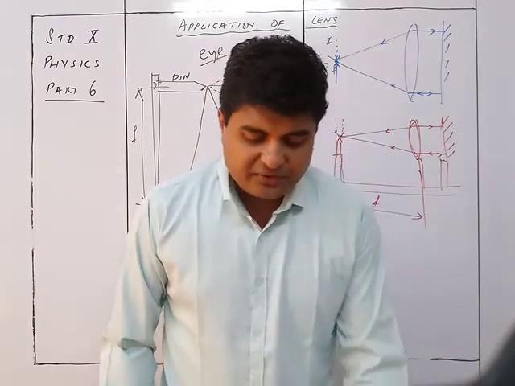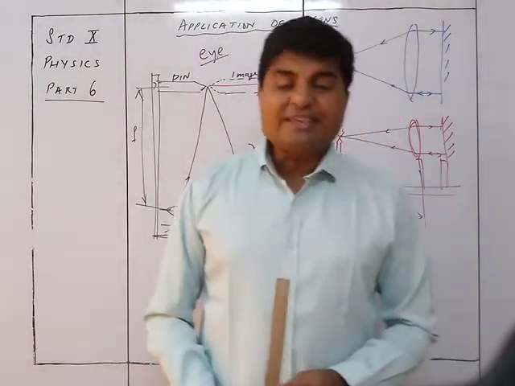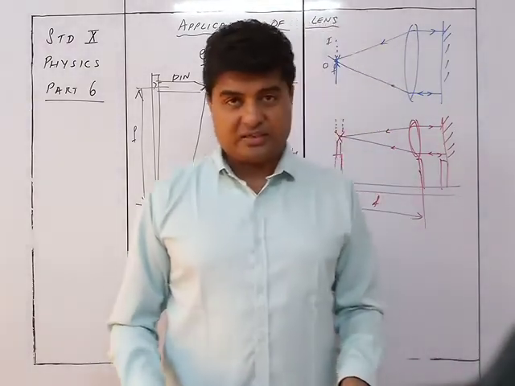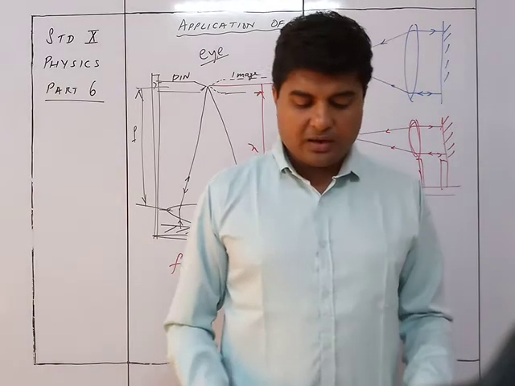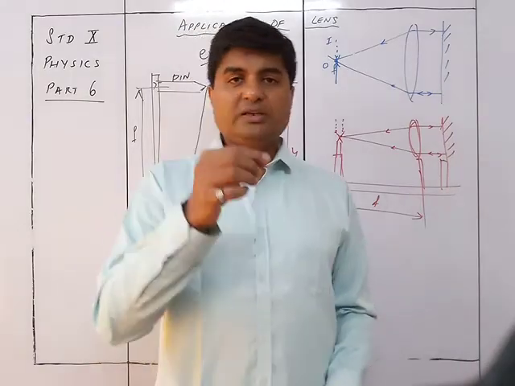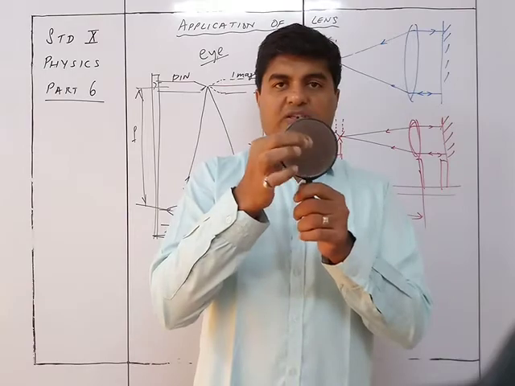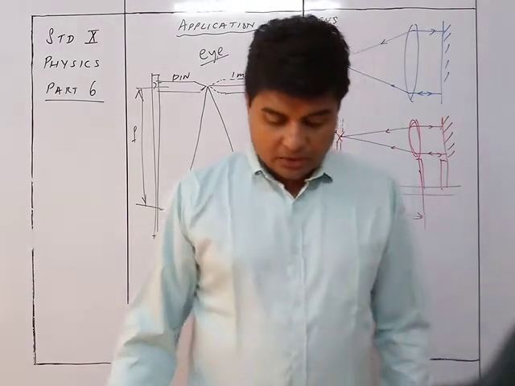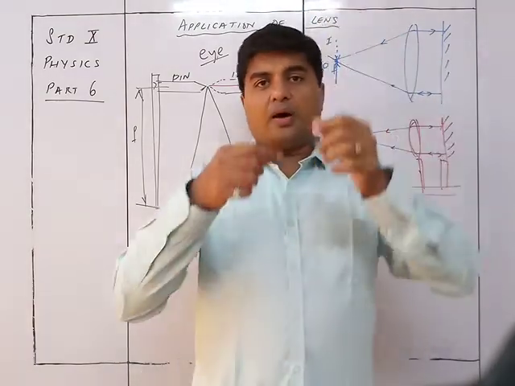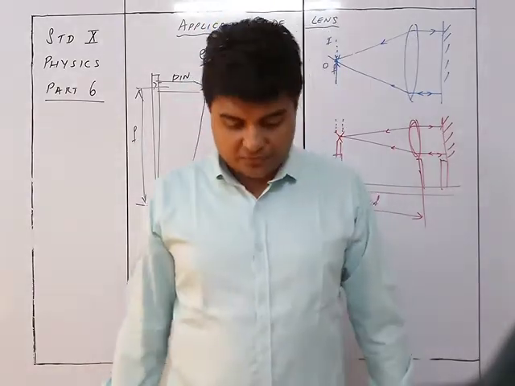Now we see how to differentiate between convex and concave lenses. The first is the touching method. If the lens is thick in the middle and thin at the edges, the lens is convex. And if the lens is thin in the middle and thick at the edges, the lens is concave. So if you touch it and feel that this is thinner and this is thicker, then this is convex. So by touching you can make out whether it's a convex lens or a concave lens. If the thicker part is in the center, it's convex. If the thicker part is at the edges, it is concave.